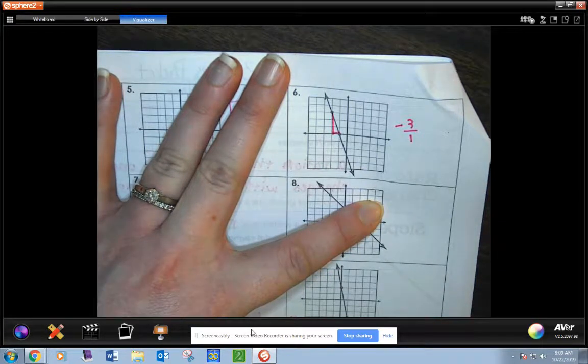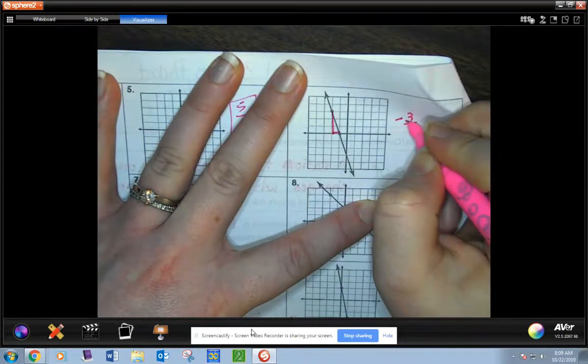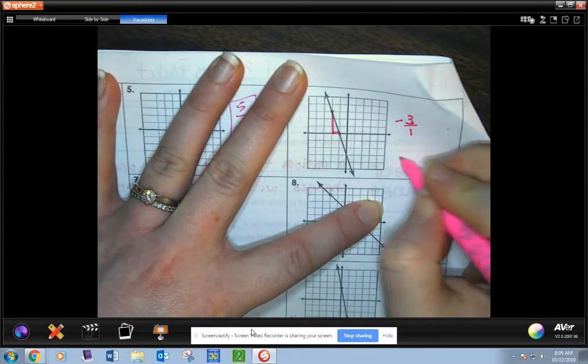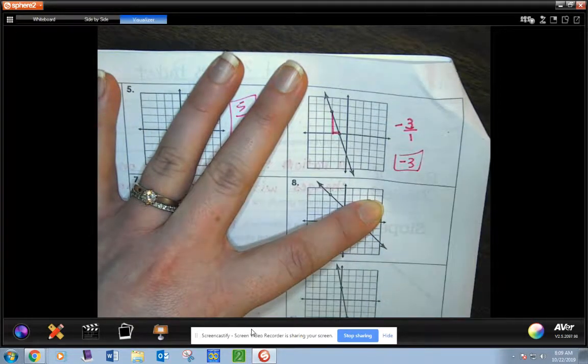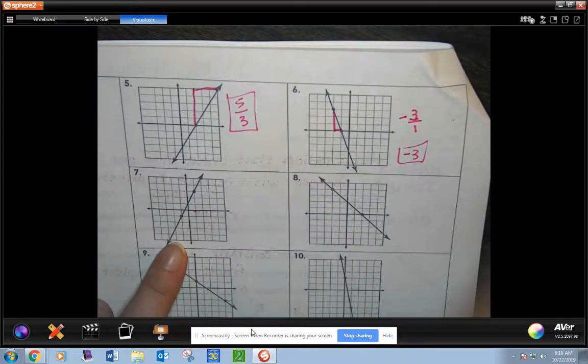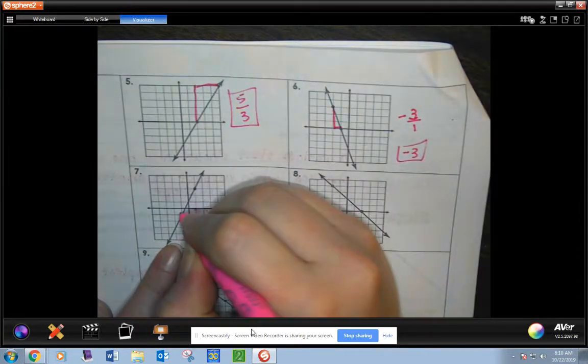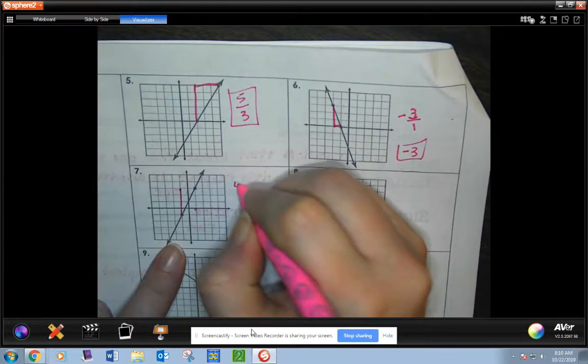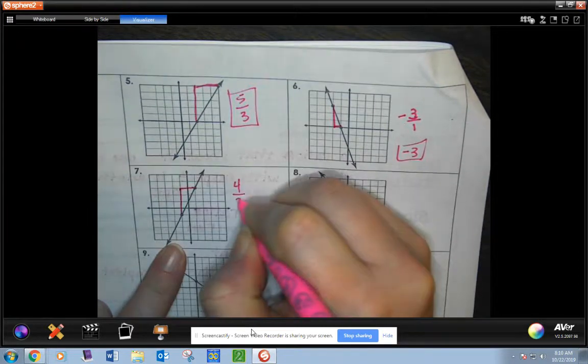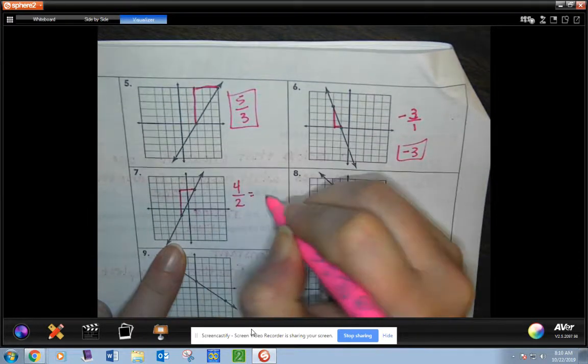Okay, negative 3/1 can actually simplify. Do y'all know what it can simplify to? Just negative 3. I'm saying that because in Delta Math, they won't want that as a fraction. If it's ever over 1, drop the 1, okay? All right, for number 7, is it positive or is it negative? Positive, and how many did we rise? 2. And how many did we run? 2. Can that simplify?